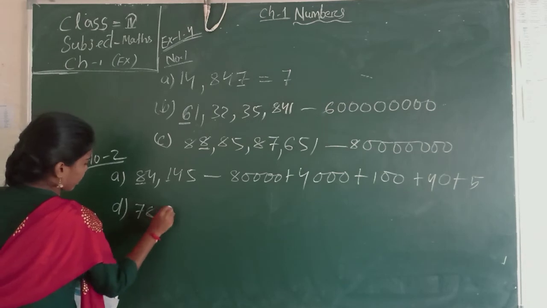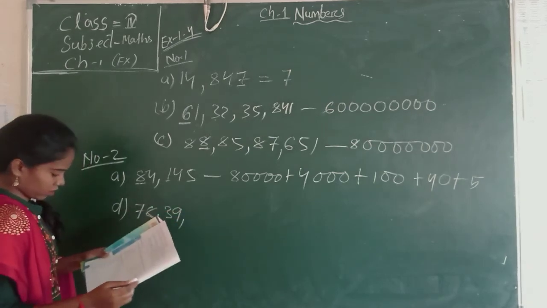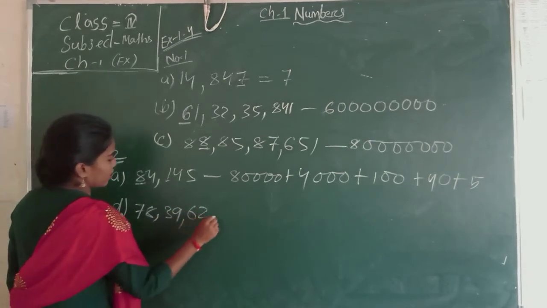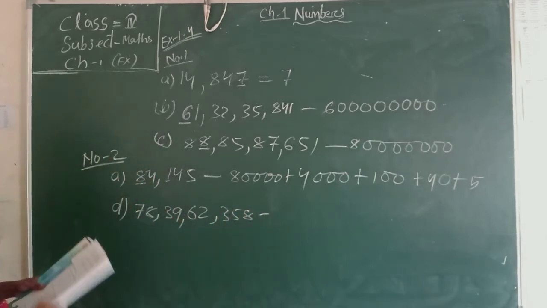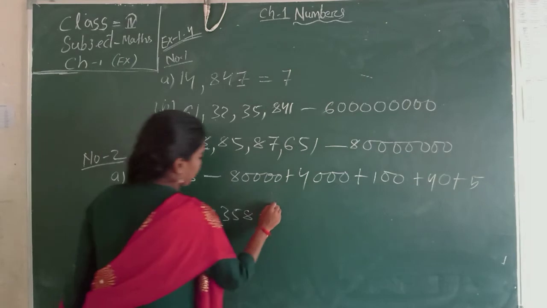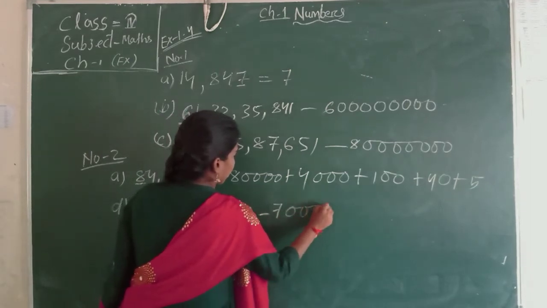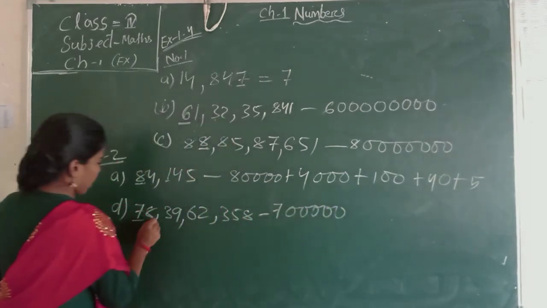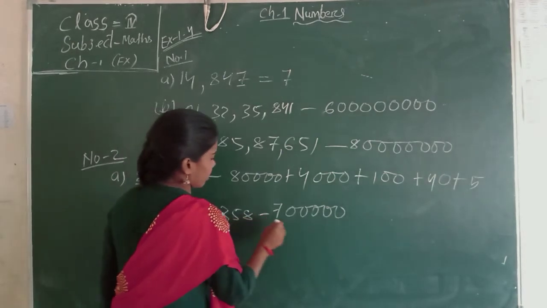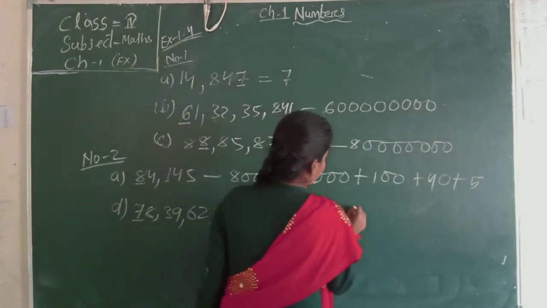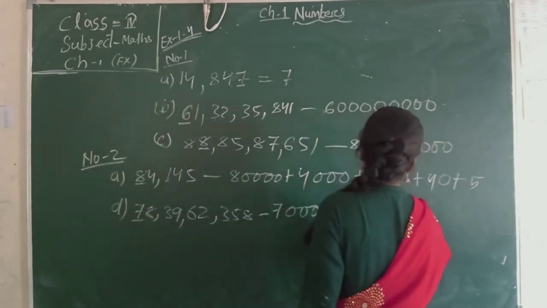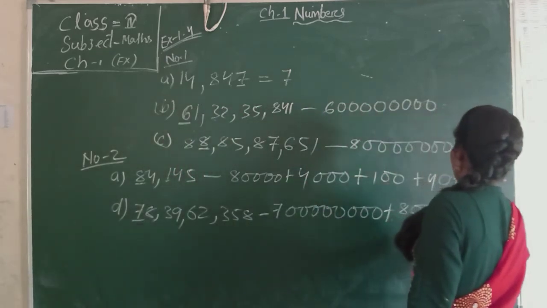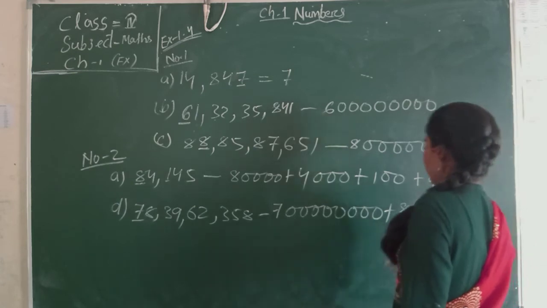78 crore 39 lakh 62,358. Okay. So here first write down the first digit, 7. After that, how many zeros are there? 1, 2, 3, 4, 5, 6, 7, 8. Plus 8. After 8 there is 7, 0, 3, 4, 5, 6, 7.